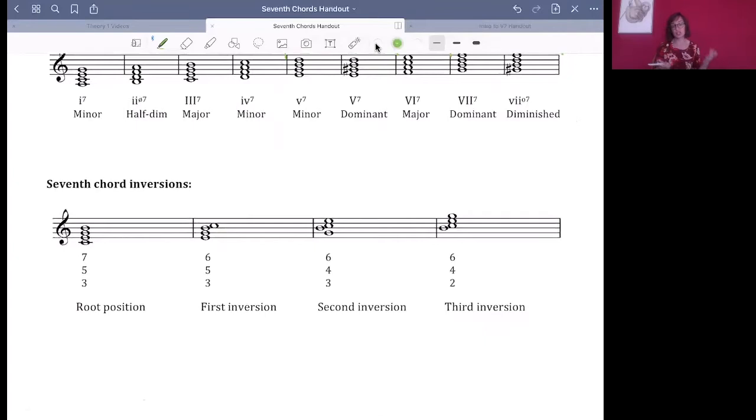So root position, obviously the root is in the bass, and the figured bass, again, just as a refresher, derives from the intervals above the bass. So we've got our root, third above the bass, fifth, and seventh.